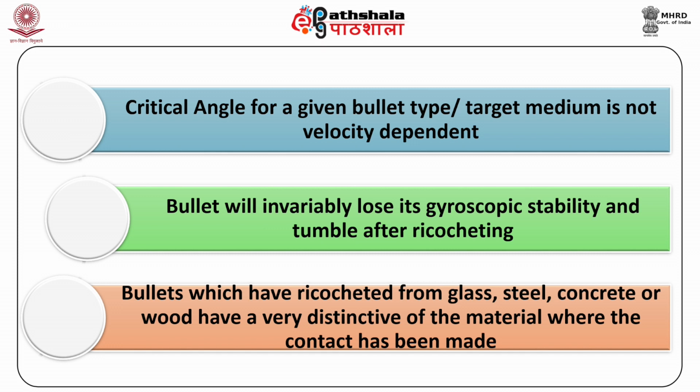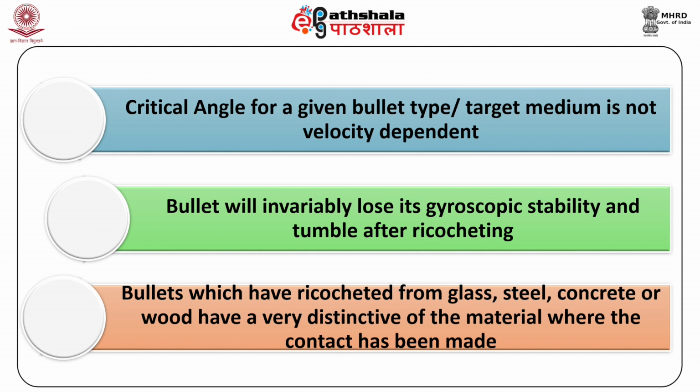Bullets which have ricocheted from glass, steel, concrete, or wood bear a very distinctive mark of the material where the contact has been made. The contact point will often have wood, fiber, or concrete adhering to it for easy identification. If the material was glass or polished steel, the mirror-like surface is quite distinctive.